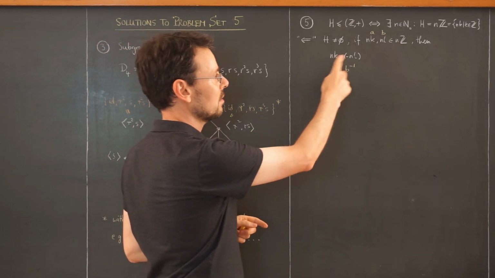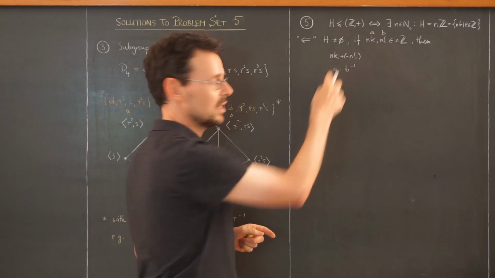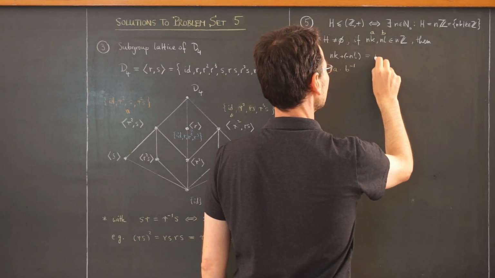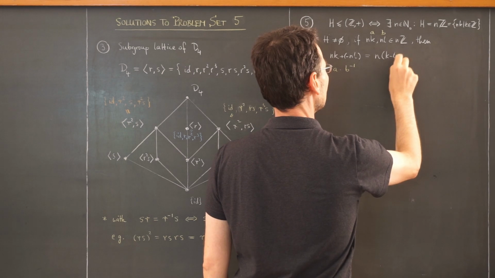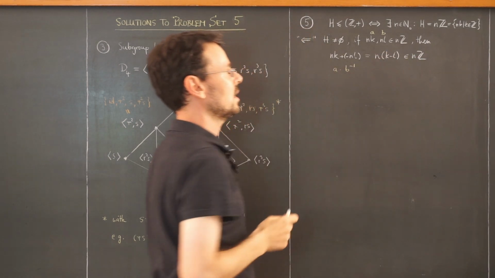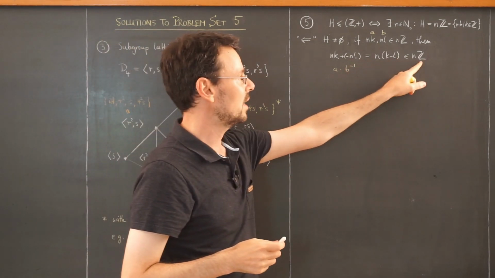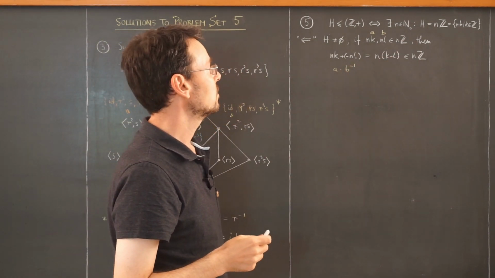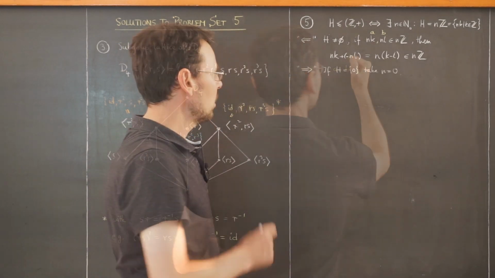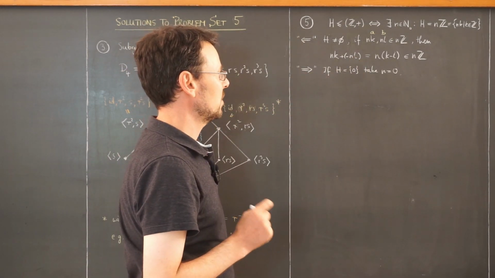So this is nothing but AB inverse, but in additive notation. And then of course this here is n times k minus L. K minus L is an integer, so this again lies in NZ, so we are done. Yeah, this is actually a subgroup. Okay, now the other implication is much harder.